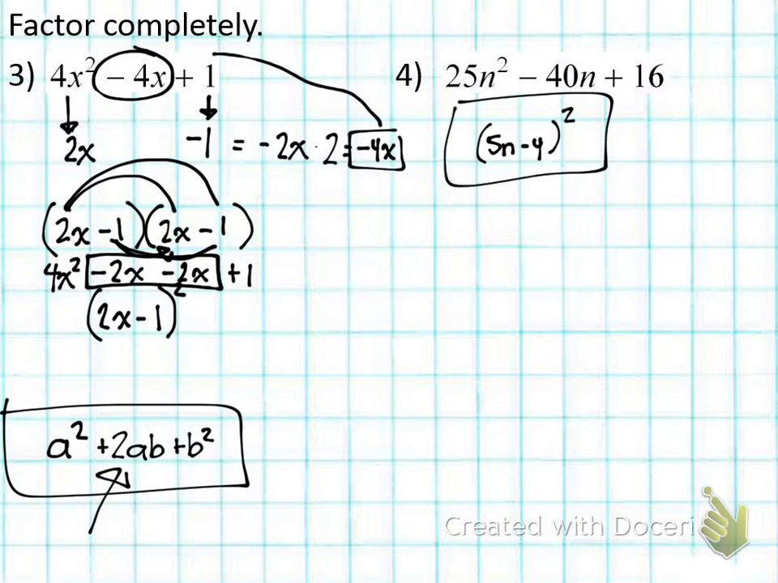That's it. Okay. When I do this problem, I think about the square root stuff in my head, and I think, okay, what's the square root of 25n squared? 5n. Square root of 16? It's got to be a negative 4 in this case. 5 times negative 4 is negative 20n. Times 2 is negative 40n. Oh, it's a perfect square. And I think about that quick, and then I just write the answer like this.